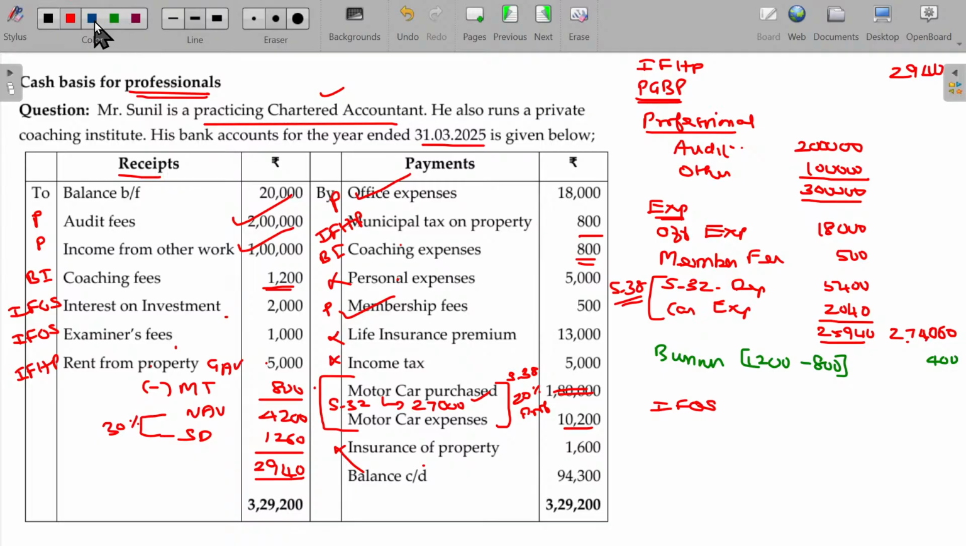Income from other sources. Under that, interest on investment, value being 2,000. Examiner's fee, 1,000. No more items are there.